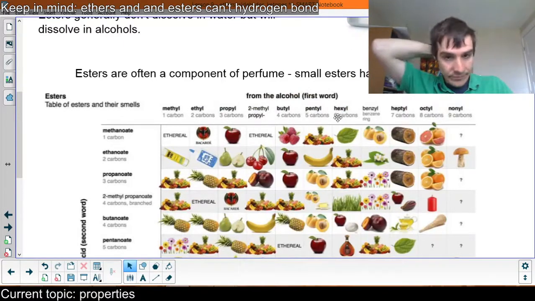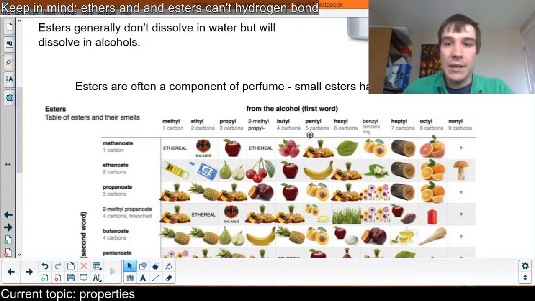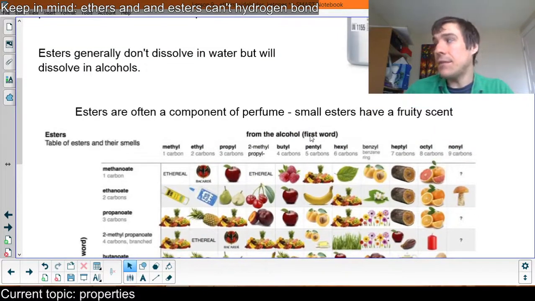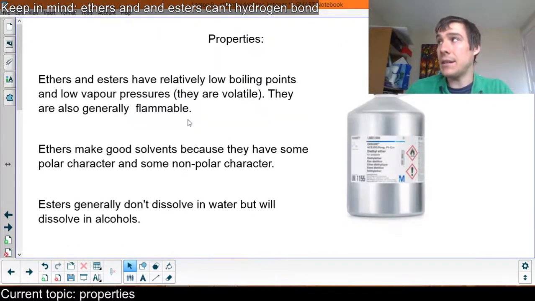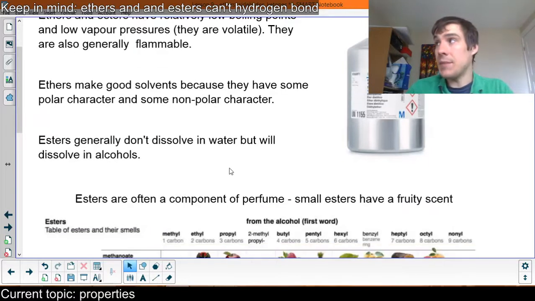And they're used in perfumes and things like that. And the volatility really helps there, right? The fact that they go up into the air very easily helps them make those smells. So yeah, those are some properties of ethers and esters.